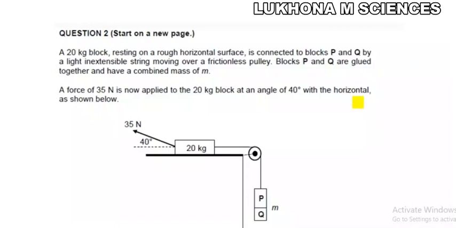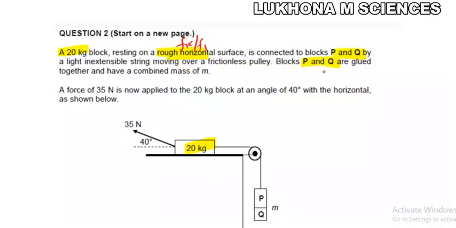Hello to everyone. Let's quickly do this question, question number 2, on Newton's laws of motion. A 20 kg block, this 20 kg block, is resting on a rough surface, which means there is friction there. It can be kinetic friction or static friction. It is connected to P and Q by a light inextensible string moving over a frictionless pulley.